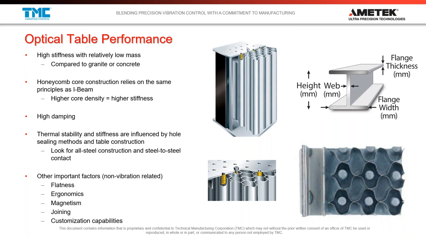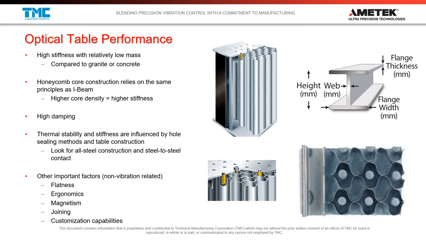Thermal stability is also influenced by hole sealing methods and table construction. Thermal stability is an important point because when you've got temperature fluctuations in a lab, and a lot of components that are independently mounted to your table, you start seeing warping and bending, not only of the table itself, but also of the different materials and components. Every component is going to expand and contract a little bit differently, so you can start getting misalignment. So one of the things to look for is all steel construction and steel to steel contact when you're looking at these monolithic, massive table structures.